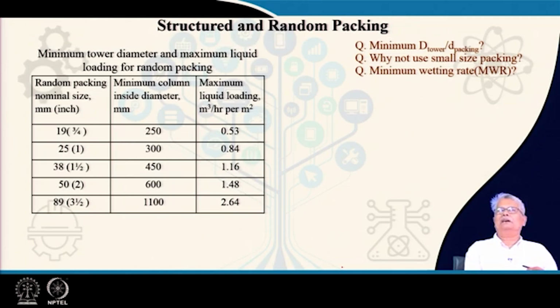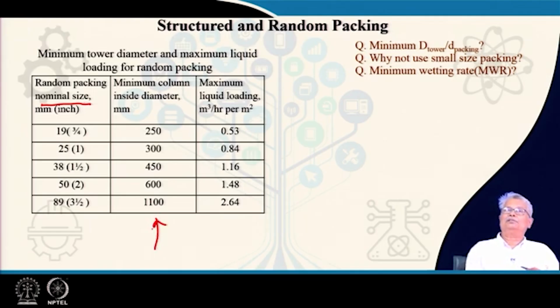There is a minimum tower diameter and a maximum liquid loading for random packings. It depends on the nominal size of the random packing itself. The nominal packings are typically 3/4 inch, 1 inch, 1.5 inch, 2 inch, 3.5 inch. So, these are the typical sizes. And quite naturally, the minimum column diameter has to be at least 10 times that. Typical industry standards which are used are given here.